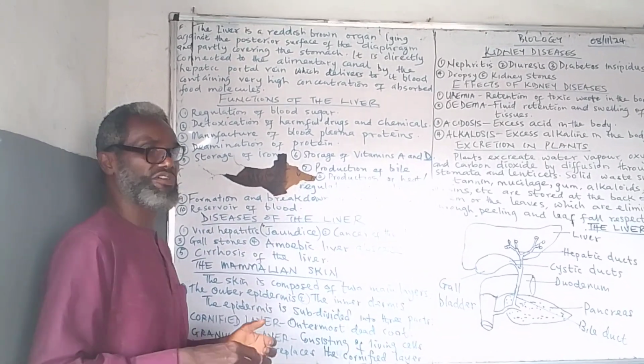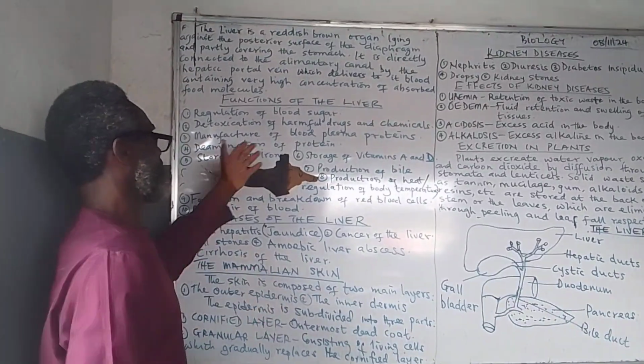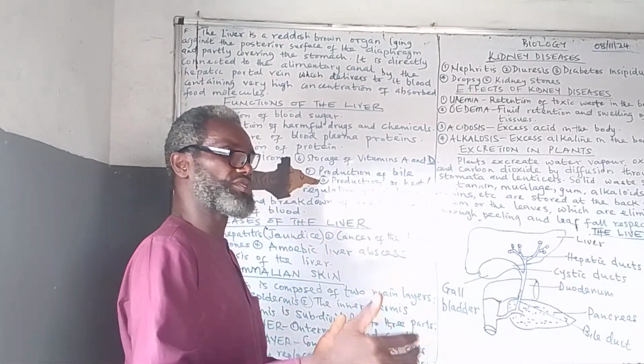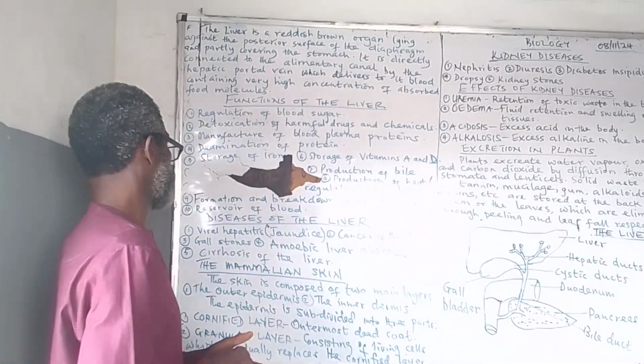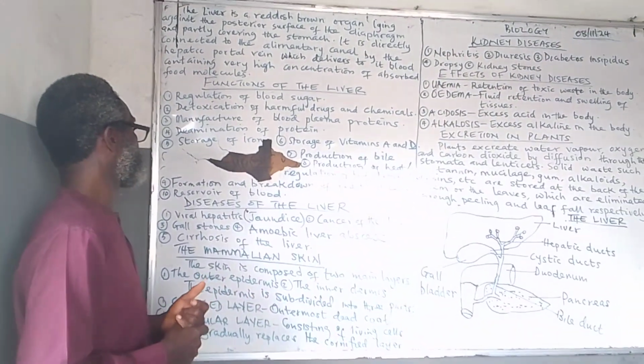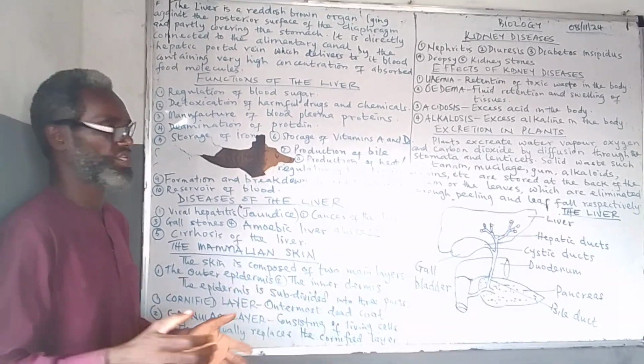It helps in maintenance of blood plasma protein. You know what a blood plasma protein is? Our body requires some level of protein. So the liver helps in doing what? Manufacturing the blood plasma protein. Then deamination of protein is another function of the liver.